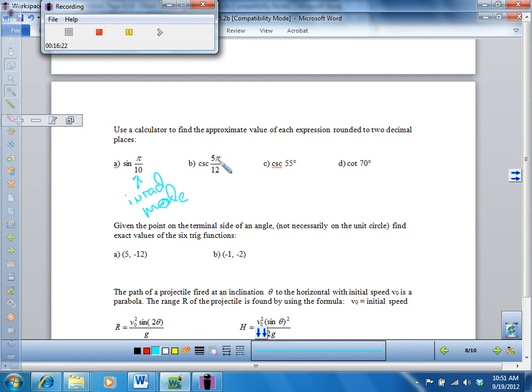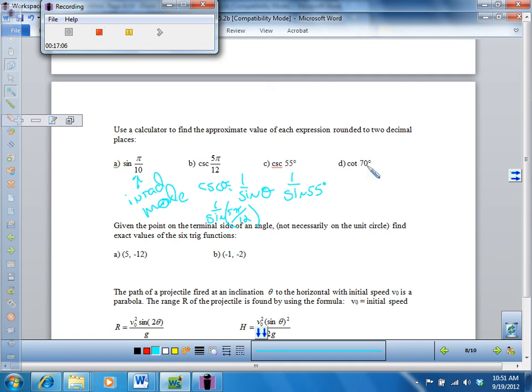You've got to be really careful with this, okay? Since cosecant is equal to 1 over sine, there's no cosecant button on your calculator. Watch this. Since cosecant is equal to 1 over sine theta, what you have to do is 1 over the sine of 5 pi over 12, and make sure you're in radian mode. Same with this one: 1 over sine of 55, making sure that you're in degree mode.